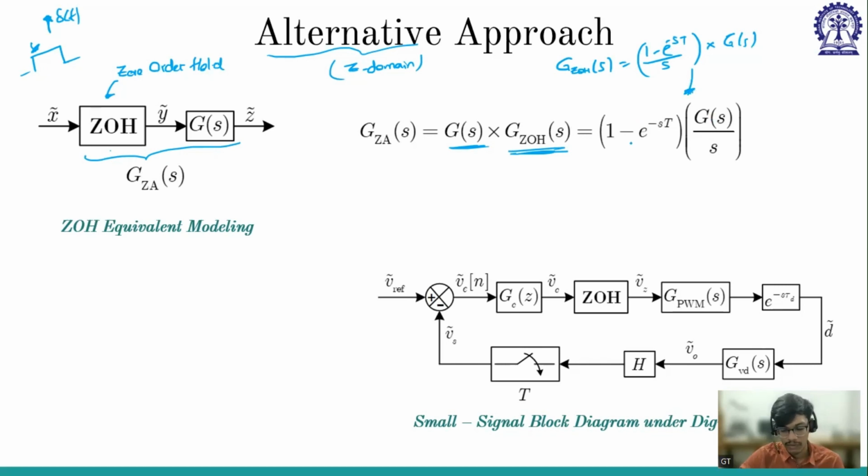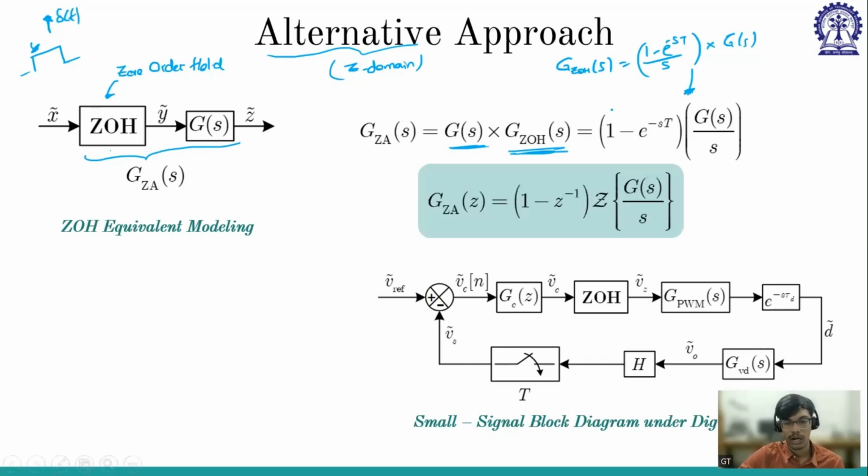So why have we done this? We have done this because this is in S domain. If I want to convert it into Z domain, what we usually do is convert it into time domain, and then convert it into Z domain, the discrete domain. But we know that Z is nothing but e to the power st, so e to the power minus st we can directly replace by Z inverse, and this is the Z transform of G of s by s.